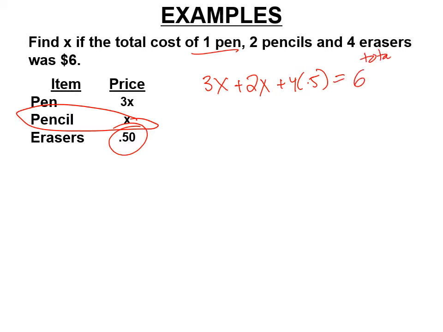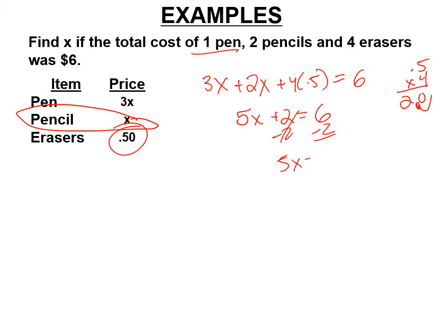You'll notice in all these equations the total goes over there. And so now we're going to combine our like terms. 3x plus 2x is 5x. 4 times 0.5, right, is $2, or 2 in an equation. We don't want to put 2.00 in an equation. So that's our two-step. Subtract 2 from both sides. 5x equals 4. Divide by 5 both sides. x equals 4/5.